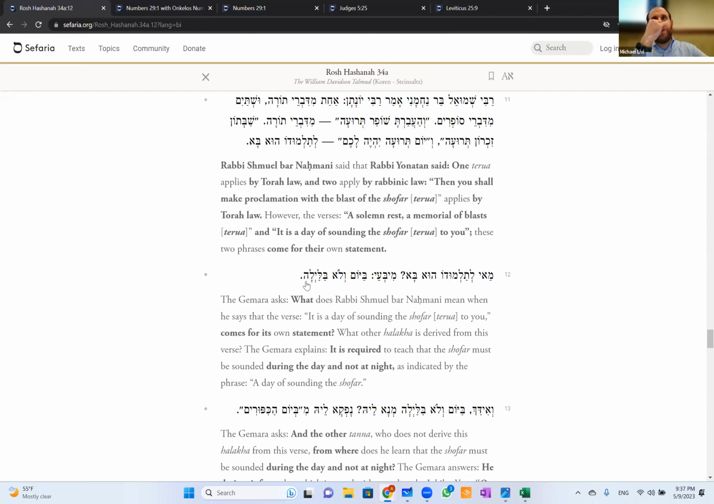During the daytime. You cannot. If someone blew the shofar at nighttime, do they fulfill the mitzvah? The answer is no. Why? Because of this. Because it's a Yom Teruah Yelachem.